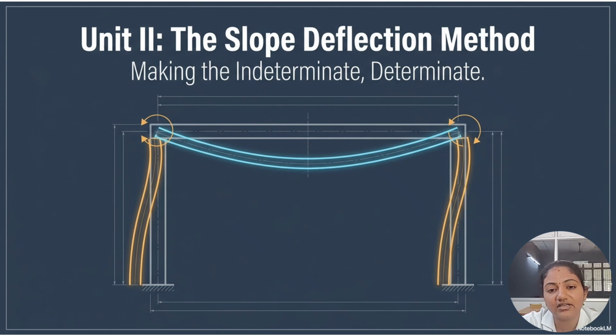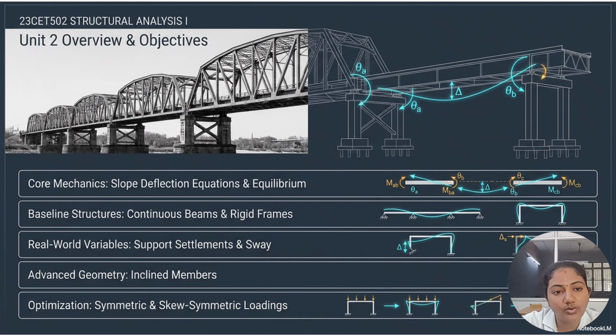Sway is the definition that comes under the loading of corner joints that makes the structure deflect a certain distance. And this is the overview of this unit, where we will learn the slope deflection equations and equilibrium conditions, and the baseline structures such as continuous beams and rigid frames, and the real world variables of support settlements and sway, and the advanced geometry of inclined members, and optimization of symmetric and skew symmetric loading.